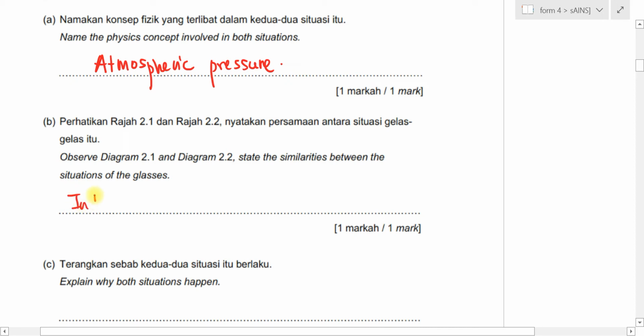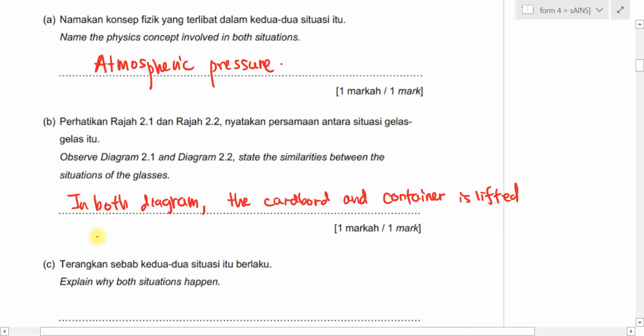Okay, in both diagrams, the cardboard and container is lifted up together with the glass.